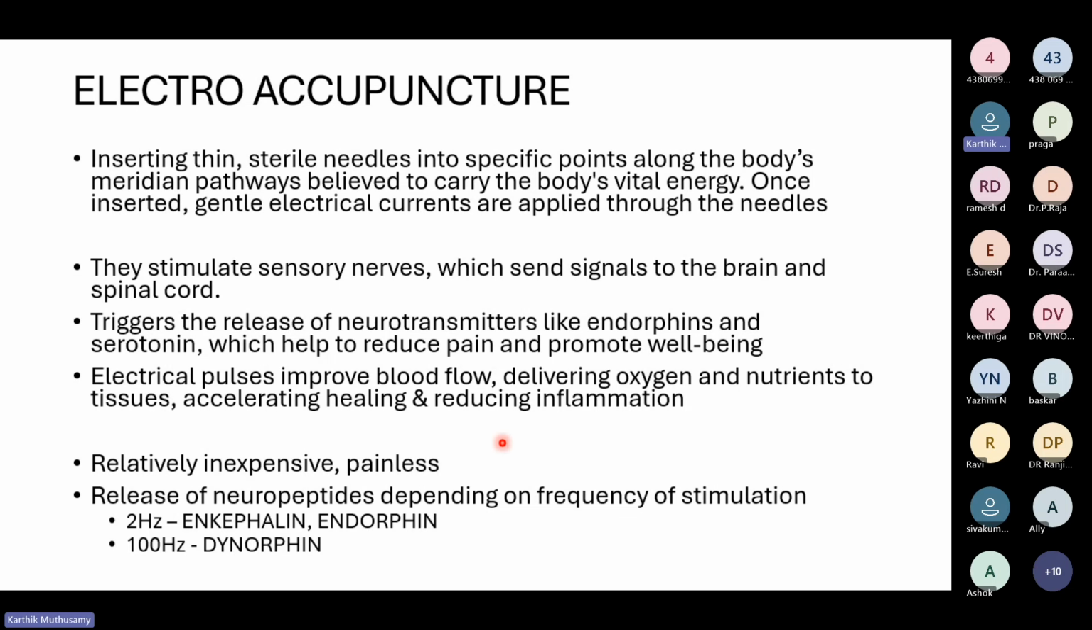It is relatively inexpensive, painless, and comfortable to use. The release of neurotransmitters depends on the frequency of stimulation. If 2 Hz stimulation is used, the neurotransmitters released are enkephalin and endorphin, whereas 100 Hz stimulation releases the neurotransmitter dynorphin.